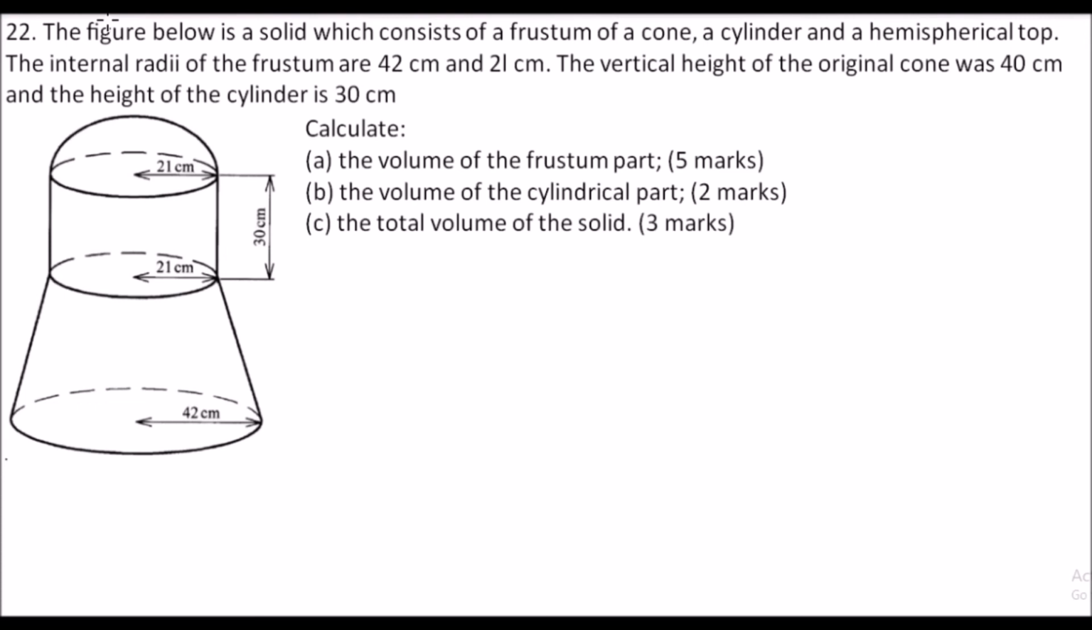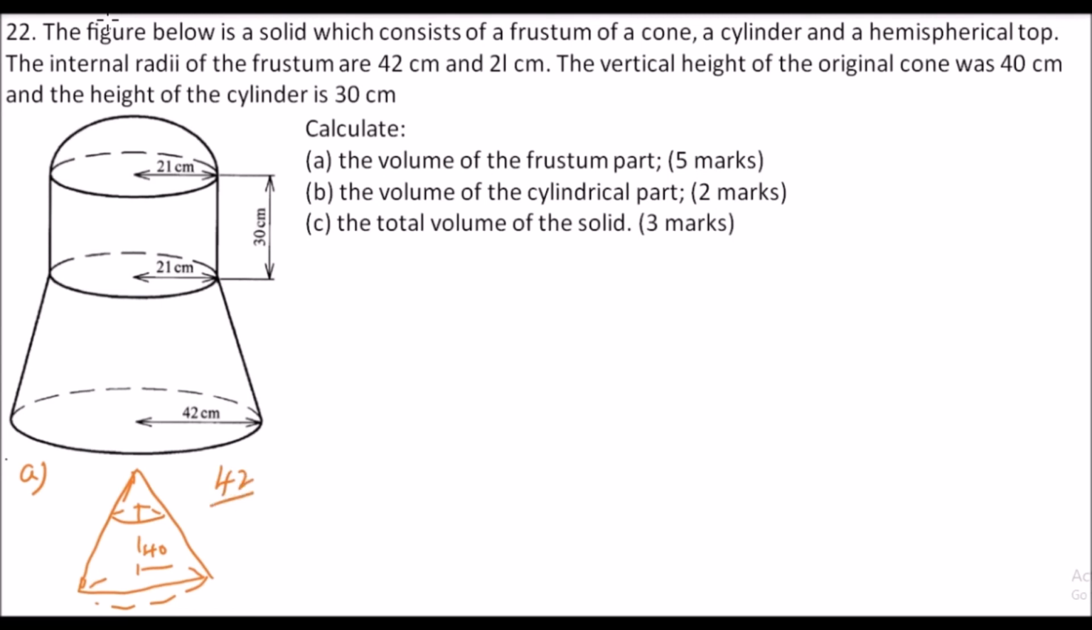So we start with A. Assuming that this was a full cone which was cut so that we end up with a frustum, so that is the cone. Part of it was cut off, and we have been given the height here as 40, so we can get the height of the small cone by using similarity.